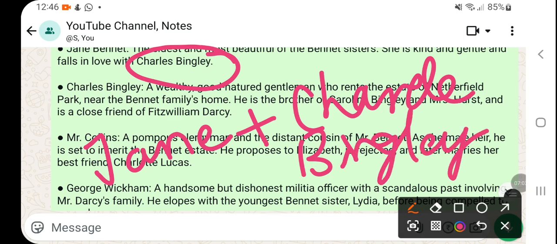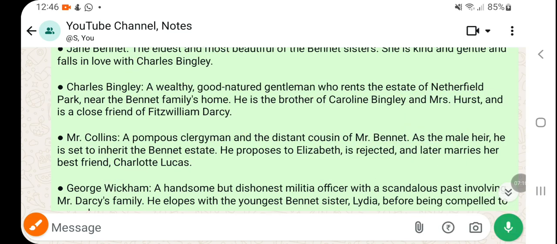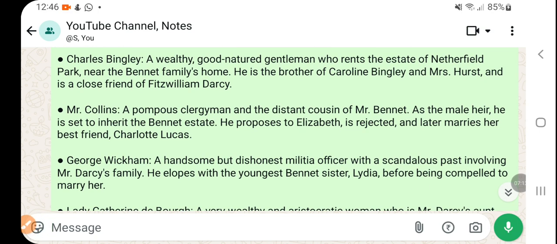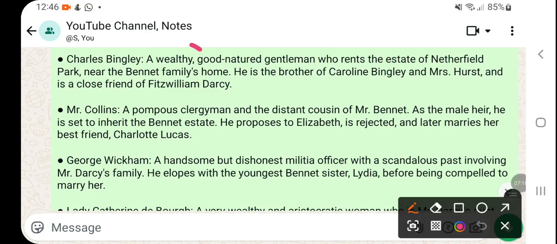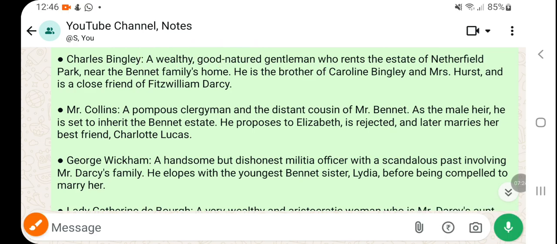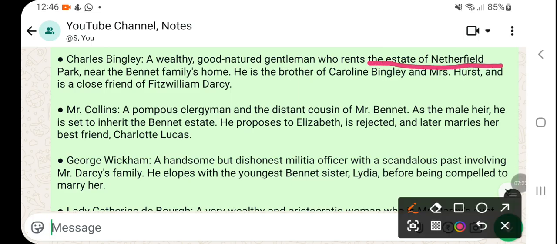This will be the first couple. Now moving to who is Charles Bingley. Charles Bingley is a wealthy, good-natured gentleman who rents the estate of Netherfield. Please take care that he comes to live in Netherfield Park, which is near the Bennet family's home.